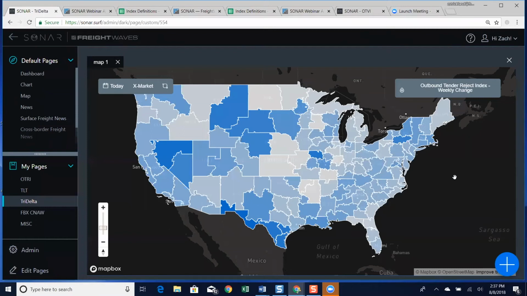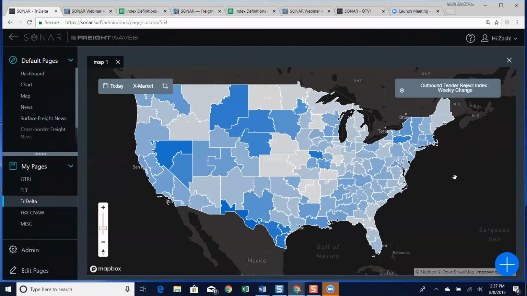So from a shipper, carrier, broker perspective, down here at a lower level, if I'm looking to gain actual monetary value out of this, I am going to start with the Outbound Tender Rejection Index weekly change. As I've mentioned in the past, the weekly change numbers are going to give you the more immediate view on the map. So you don't have to go through and click, try Atlanta, try LAX, try Chicago, and figure out where's my market.